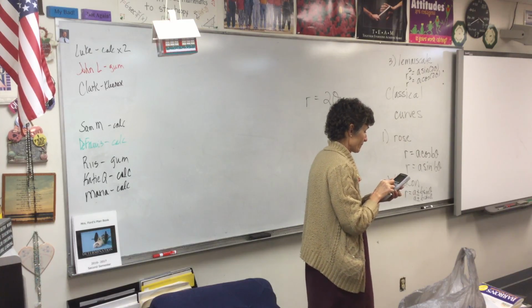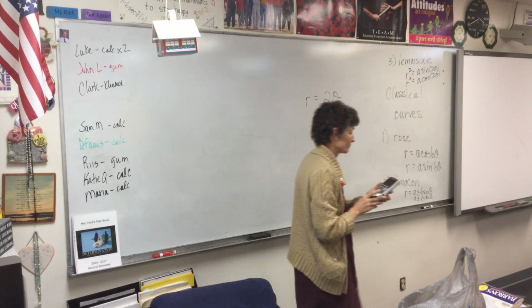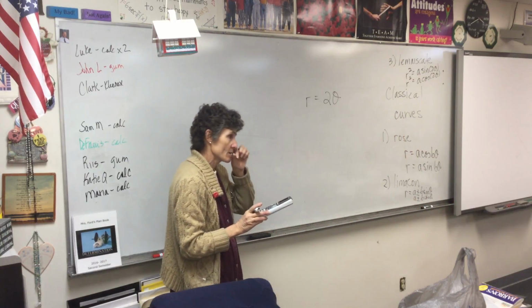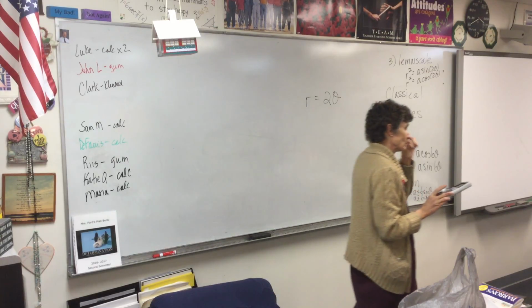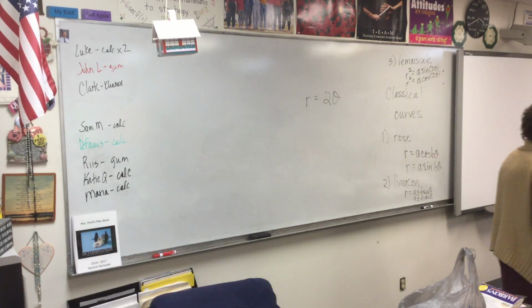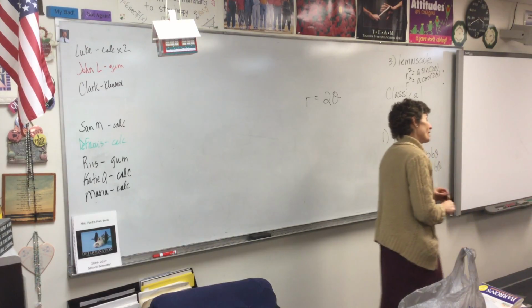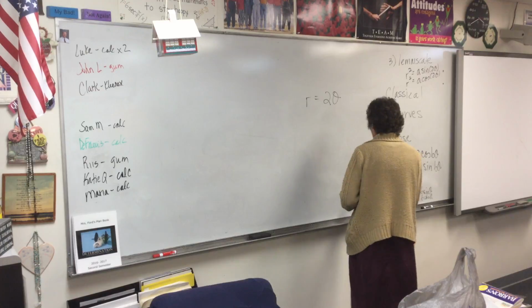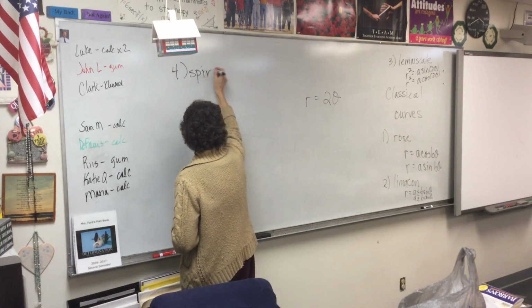Why does it not stop? It says error. I keep going. What do we got? Spiral. You have a spiral. The fourth classical curve is the spiral.